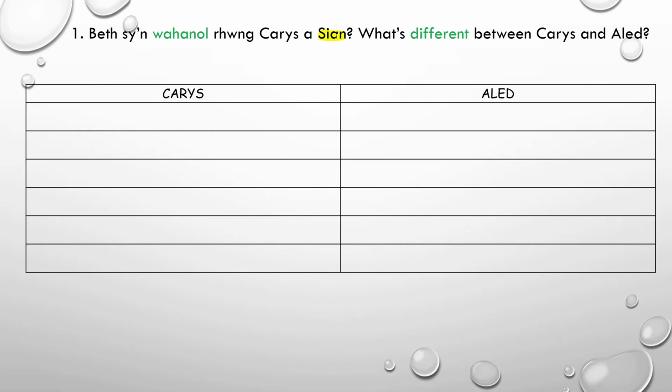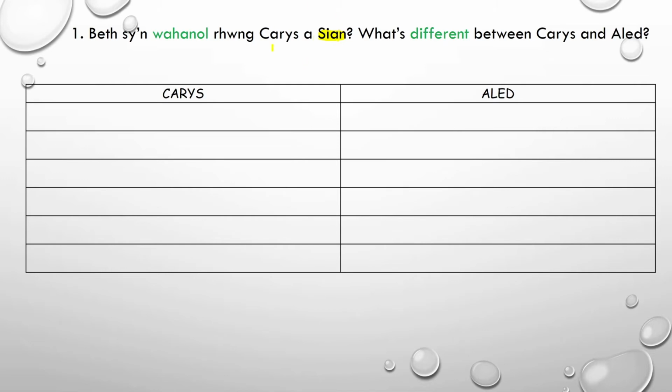So what we want you to do then is write the differences between the two in the grid, yn Gymraeg, in Welsh, using Welsh sentences or words. Now don't forget, if you are including a sentence, the structure needs to be in the third person. So it would be mae Carys yn, maybe her age, mae Carys yn 14 oed. And if Aled has a different age, you would then write the sentence mae Aled yn.